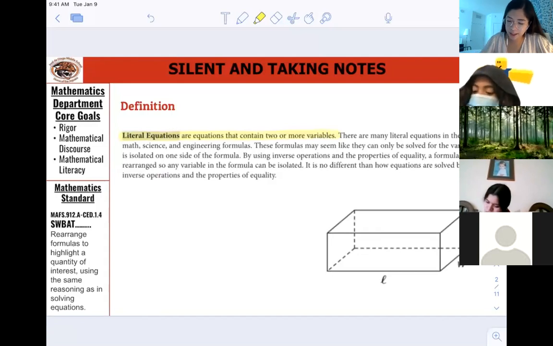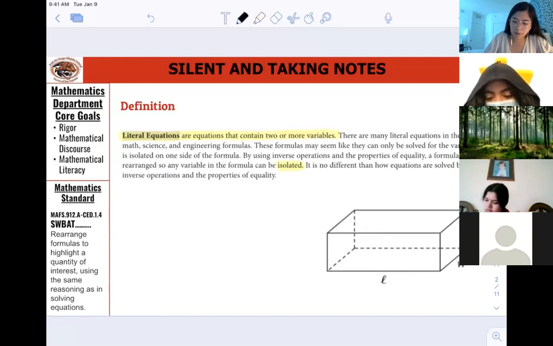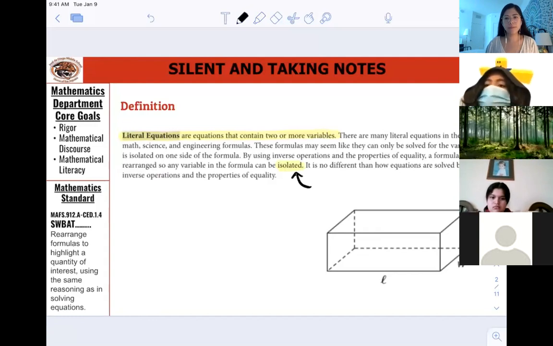isolated. I'm going to highlight that word. You don't have to write it down, but we're going to define that word. It is no different than how equations are solved by using inverse operations and the properties of equality. So what does the word isolated mean? But by itself. Good, all alone, by itself.